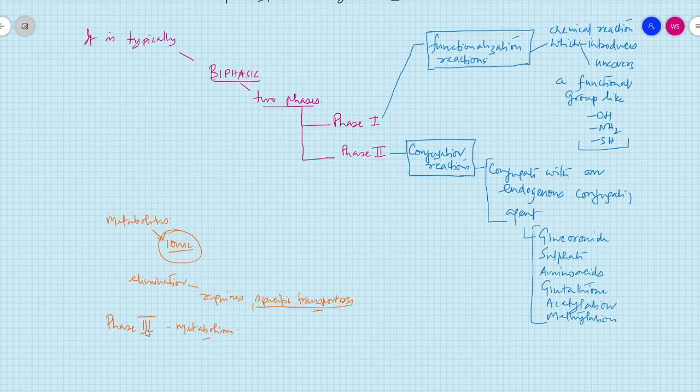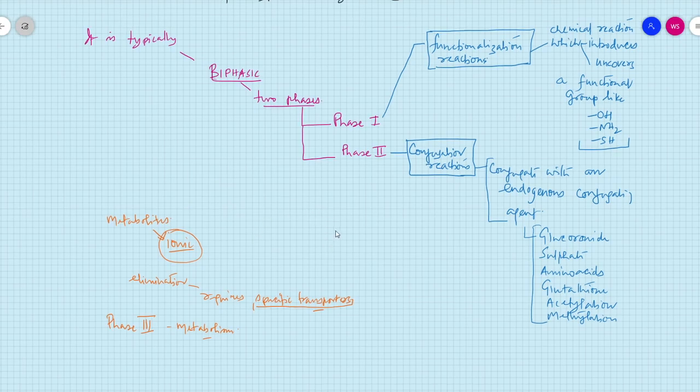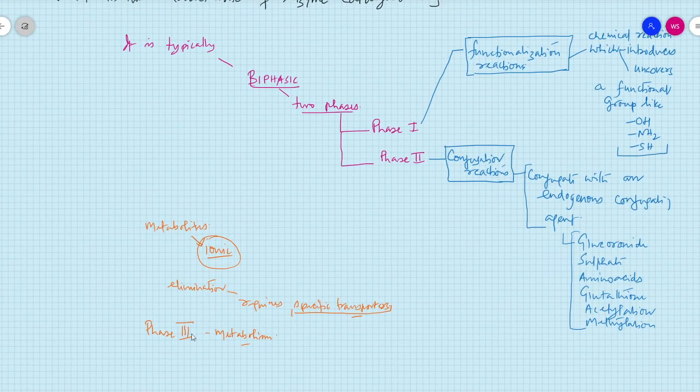So this is a recent addition to the biphasic pathway of metabolism. But then this is quite recent, so in current textbooks, you might not see phase 3 metabolism. But it's always useful to know this.